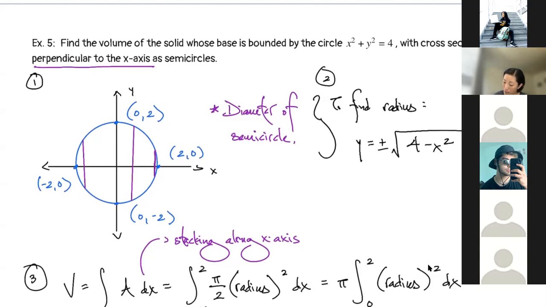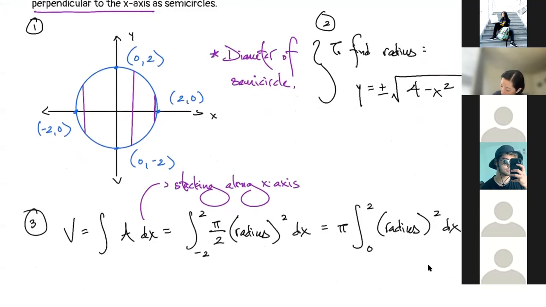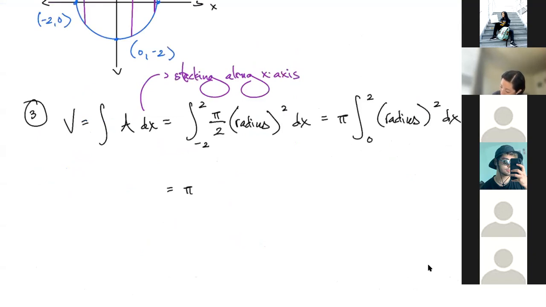All right, and so the positive one tells me about this distance. The negative one tells me about the bottom part. I don't want the bottom part. I only want half of this. And so because it's only half, I only want to grab the positive one to represent that radius. And so let's go ahead, and in our equations, we've got pi, the integral from 0 to 2 of the radius 4 minus x squared dx.